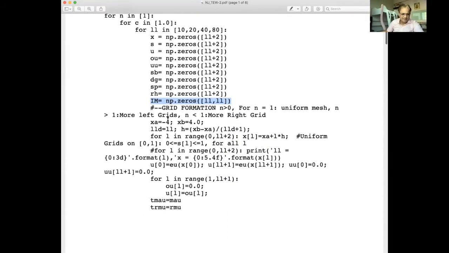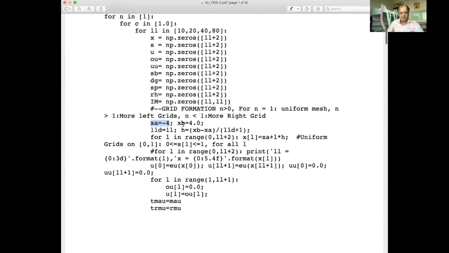Now here I have taken the domain xa equal to -4 and xb equal to 4. That is, our left end is at -4 and right end is at 4. So -4 to 4 is divided initially into 10 points, thereafter 20, and so on. And here h is defined as xb minus xa by LLD plus 1. LLD is exactly the same as LL.